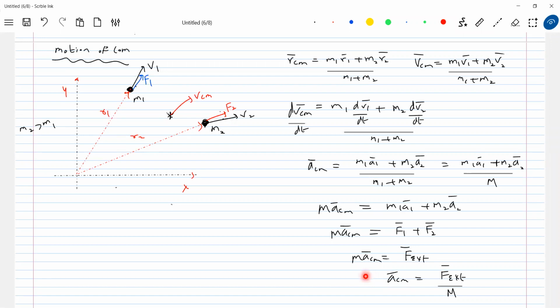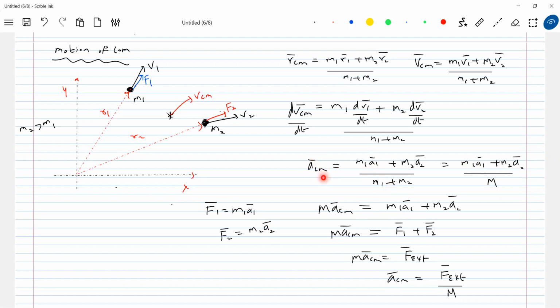Therefore, how to describe the motion of a system? There are two approaches. Individually calculate the force acting on each particle, then calculate the acceleration A1 and A2 of the particles. Then I know masses m1 and m2, I'll substitute, and I'll get the acceleration of center of mass.